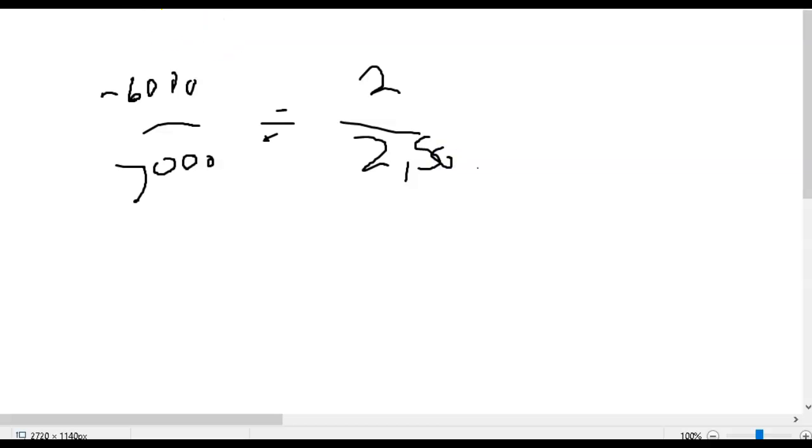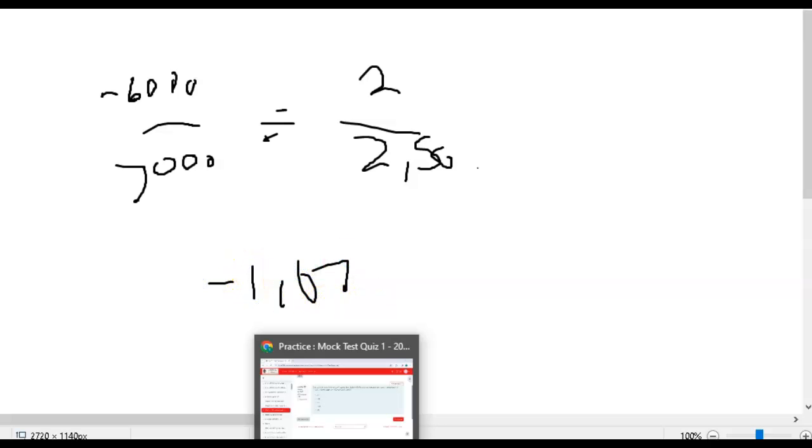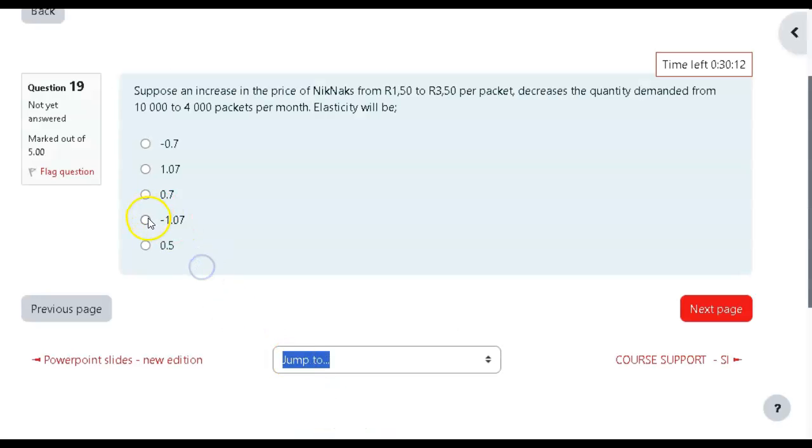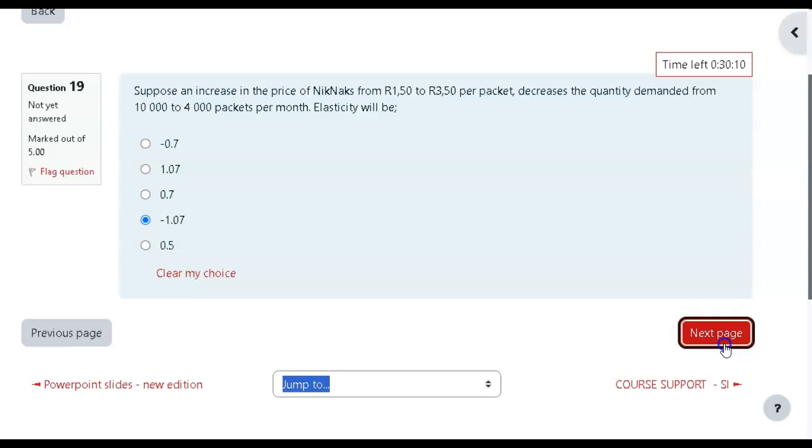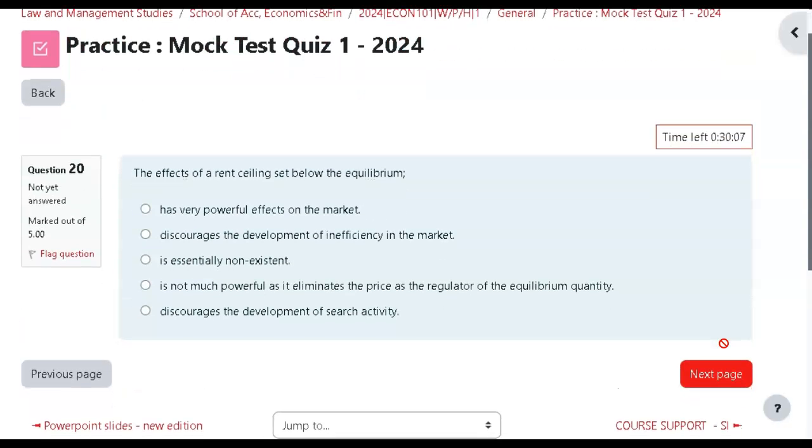And work this answer out. Once you work this out, you'll get a final answer of minus 1.07. So now let's go to our options. And there we go. We got minus 1.07. So that's the answer of that. Alright, so let's see the next question.